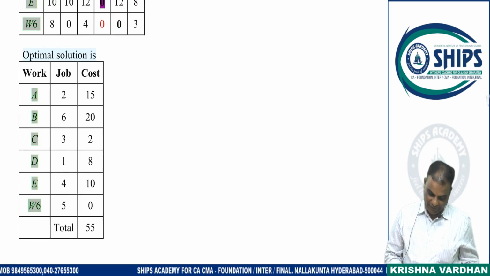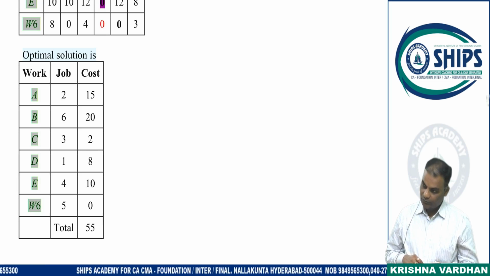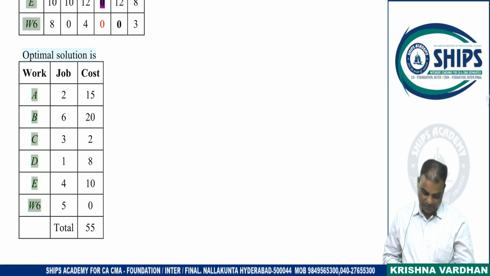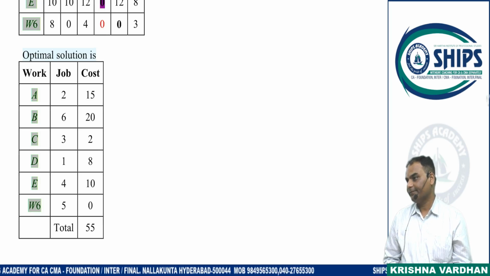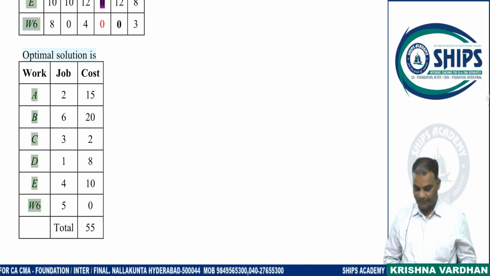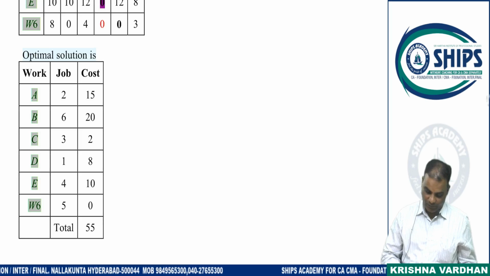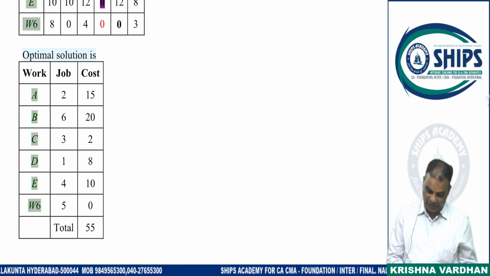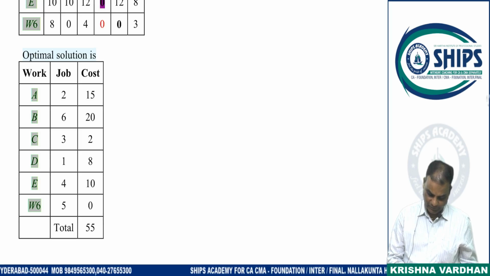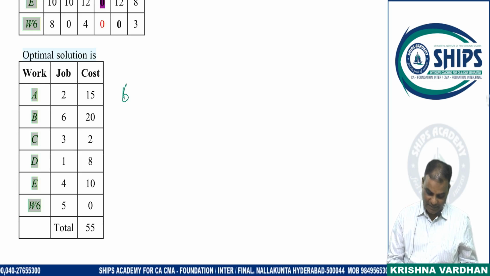For those who have got 55 as an answer, cross check the allocations. A2, B6, C3, D1, E4, F5. No? Different allocations, but the answer is same. Okay, no problem. Can you tell your answer? A12, A6.